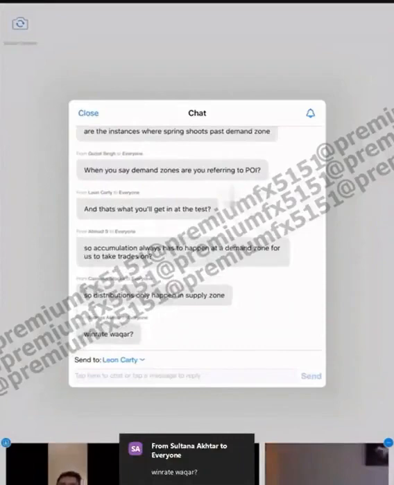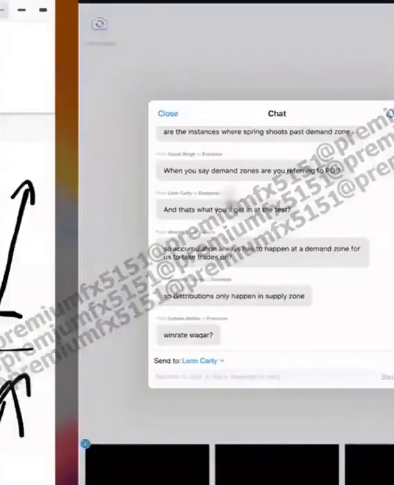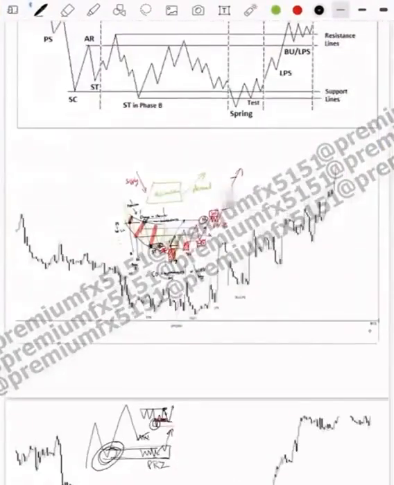Accumulations don't always happen at a demand zone, but for us to take them as trades, it has to happen in the demand zone. So it's not a fact of the market, but for us to trade it, to make it probable, the probable thing to do is wait for it to be in the demand zone. Okay. I'll leave questions there for now. Let's run through some examples.